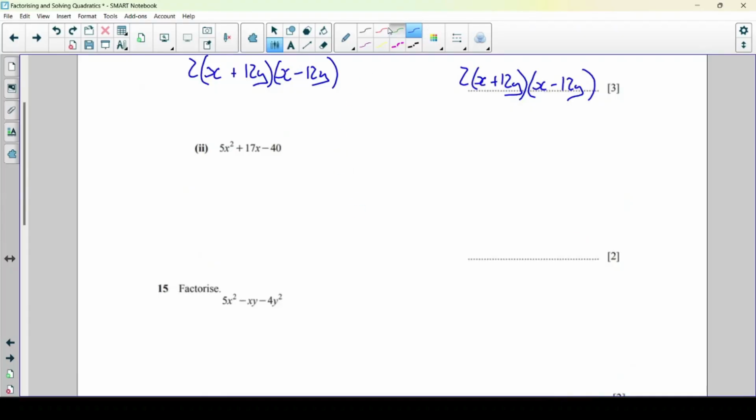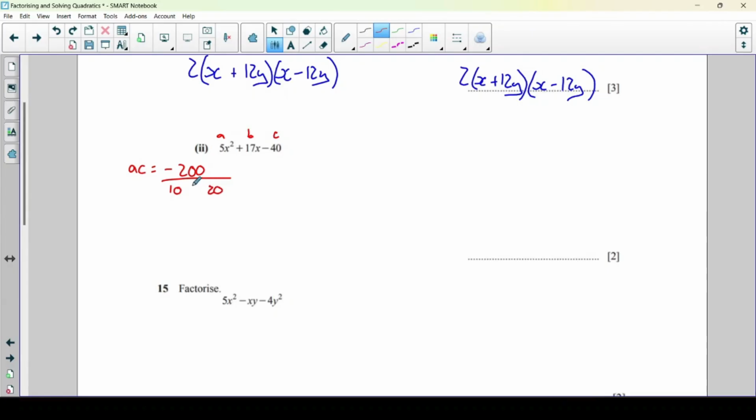This next one here is yet another AC method, so ABC. AC is minus 200, so we're looking for factors of 200, one's positive, one's negative, and the difference is 17. I'm not going to start all the way at 1 and 200, let's start kind of somewhere in the middle with 10 and 20.